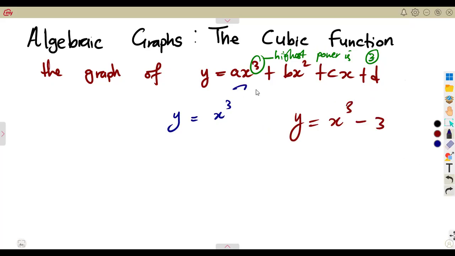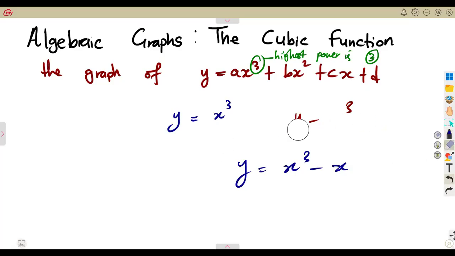So it's not about having everything, seeing all these terms: the power of x squared, the power of x, and the constant. No, it's not about that. It can be given like this: y is equal to x cubed minus x. It's a cubic function. So it's not about seeing everything there.